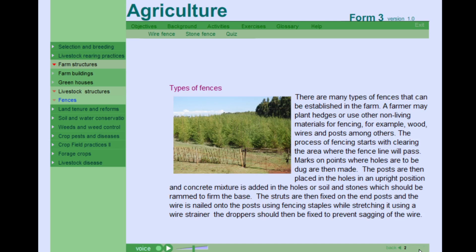Procedure of fencing. There are many types of fences that can be established in the farm. A farmer may plant hedges or use other non-living materials for fencing. For example, wood, wires, and posts, among others.